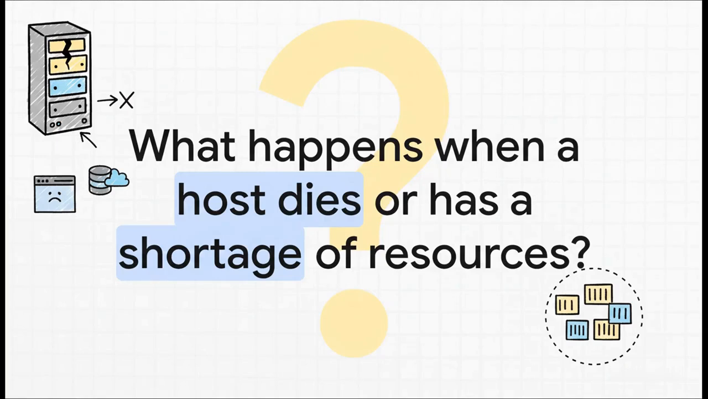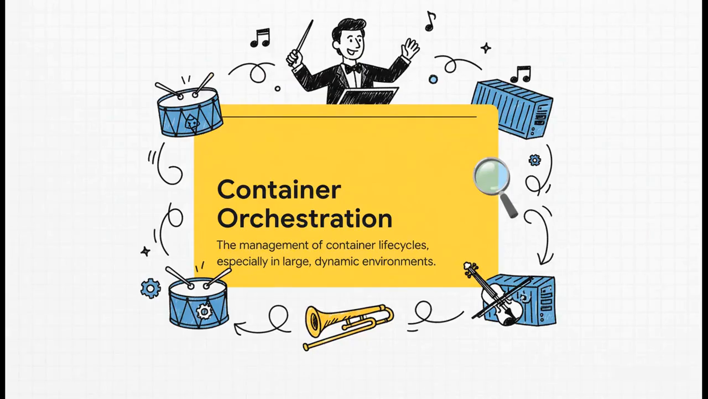Servers in a data center fail all the time. So what happens if one of those physical machines just dies? What happens to the hundreds of containers that were running on it? Does your favorite app just go offline? Does the website crash? Well, no, it doesn't. And that's because of the next piece of the puzzle, something called container orchestration.